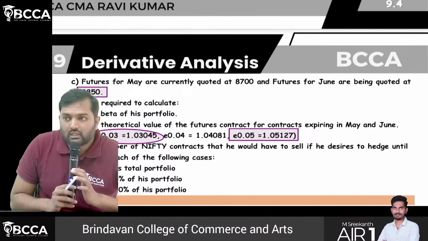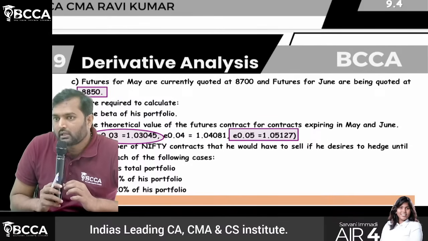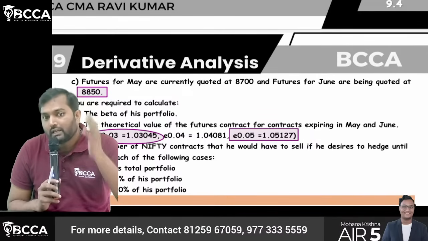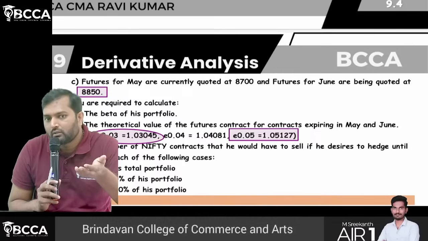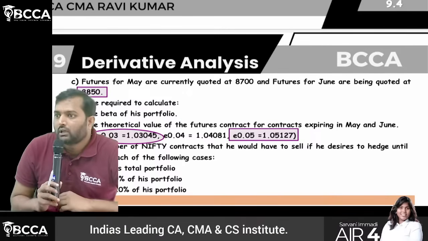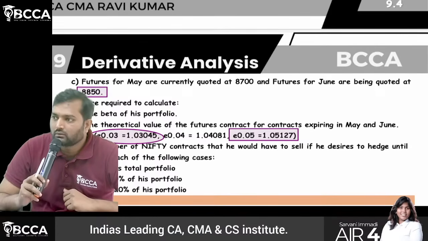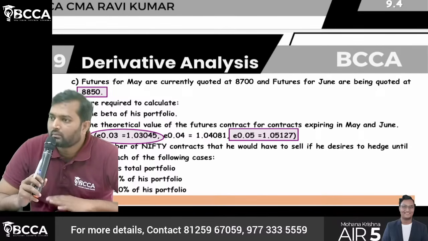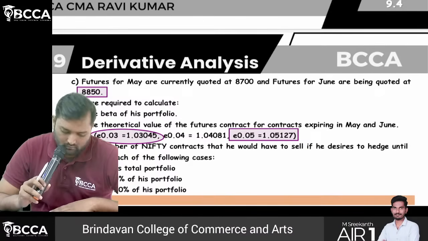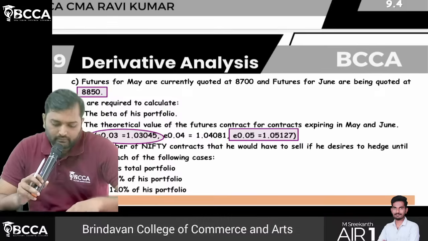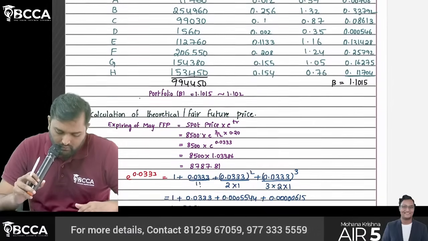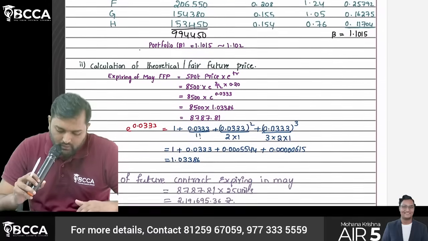But in additional question number 7, actual future prices are not given. If actual future prices are not given, there is an implied assumption that theoretical future prices and actual future prices are the same, and we find the number of contracts based on the theoretical future price. But in this question, actual future prices are given. Clear? So you will get beta 1.102.